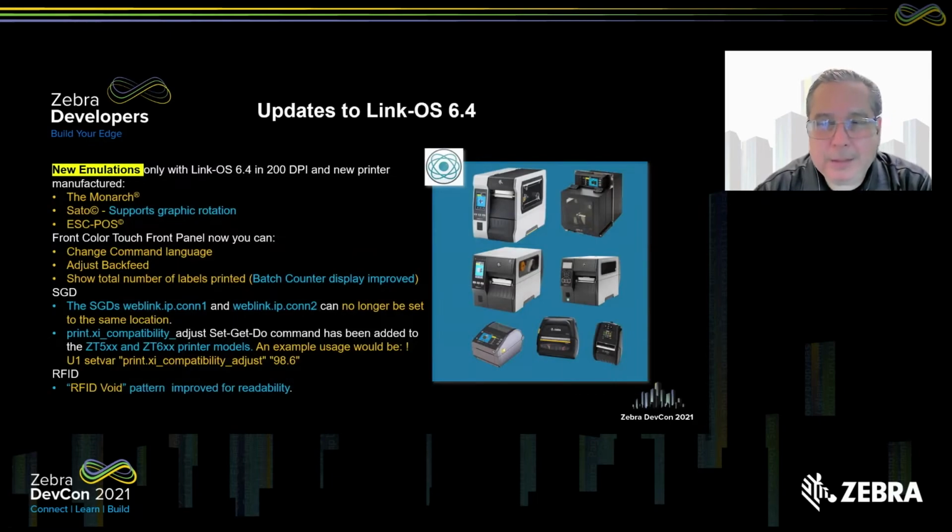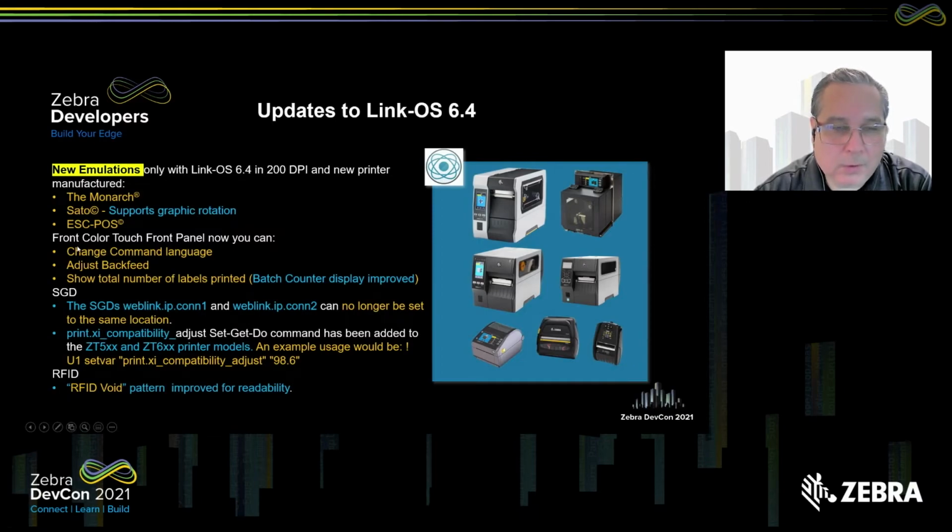Okay, the latest updates to LinkOS 6.4 are done through new emulation. So what is new for 6.4? This is completely new through the latest update that we did last month. It's coming with Monarch. All of them are registered to the different providers who provide that. But Monarch, Sato, Escape Post, and Sato in this particular case is able to support graphic rotation. So if you want to work with that.